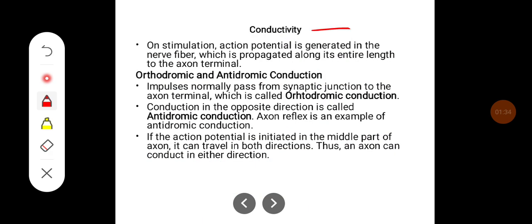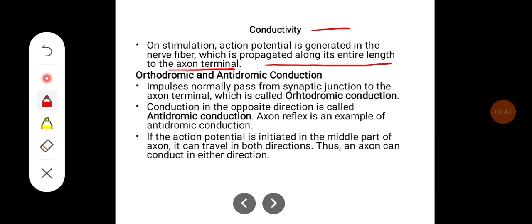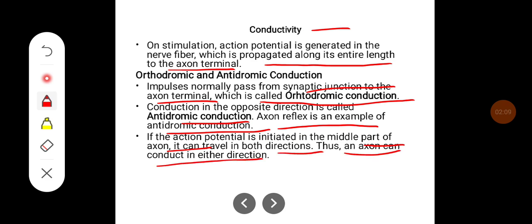Conductivity. On stimulation, action potential is generated in the nerve fiber, which is propagated along its entire length to the axon terminal. What is orthodromic and antidromic conduction? Impulses normally pass from synaptic junction to the axon terminal, which is called orthodromic conduction. Conduction in the opposite direction is called antidromic conduction. Axon reflex is an example for antidromic conduction. If action potential is initiated in the middle part of the axon, it can travel in both directions. Thus, axon can conduct in either direction.